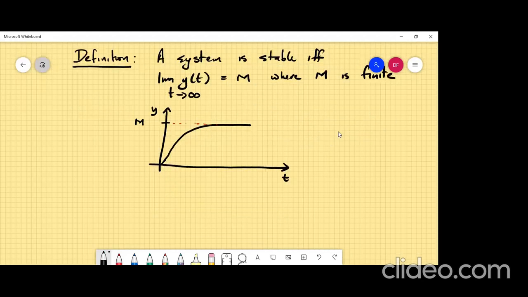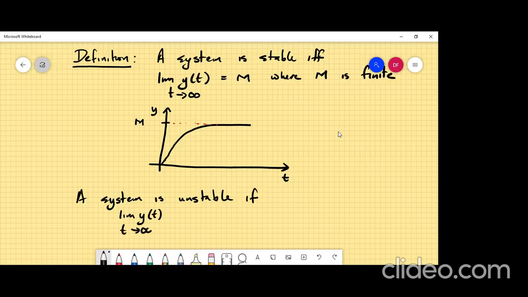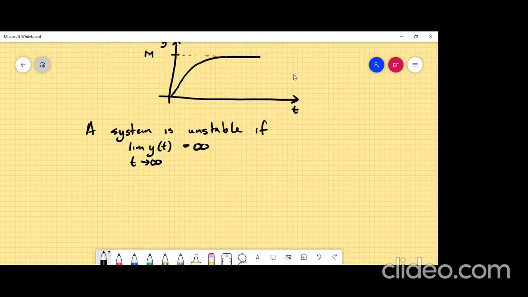And now, a system is unstable if, not if and only if, the output as time tends to infinity is infinity. So I look at that. So this system up here is stable.